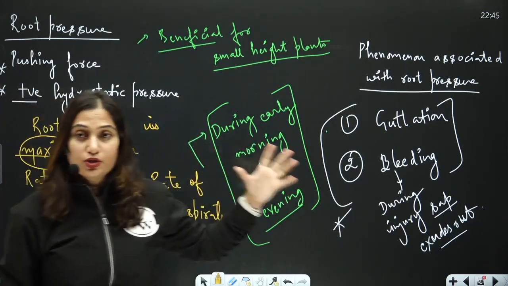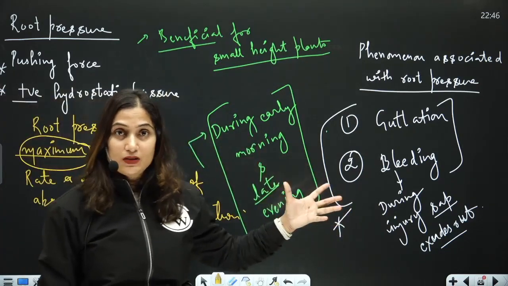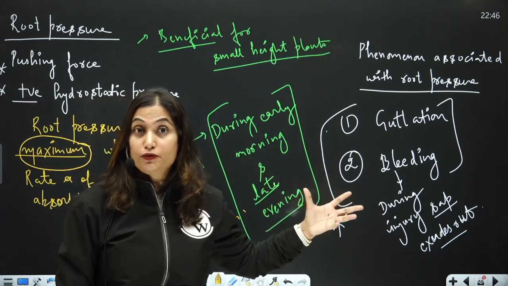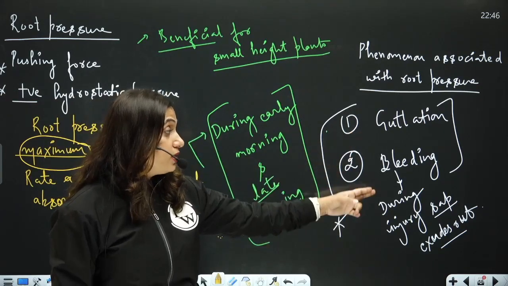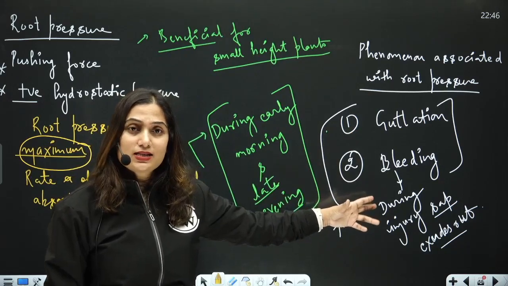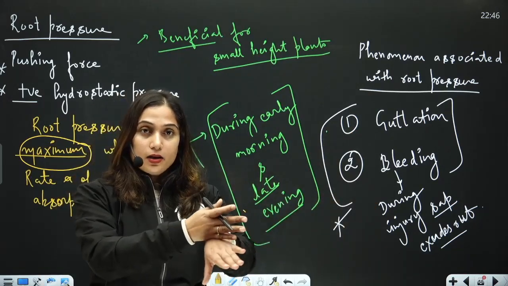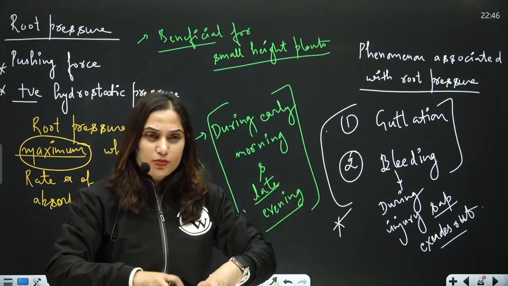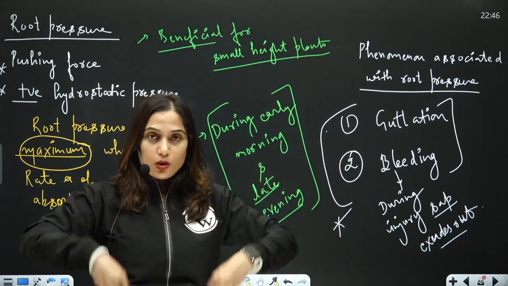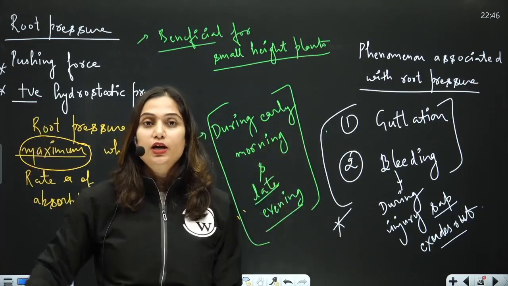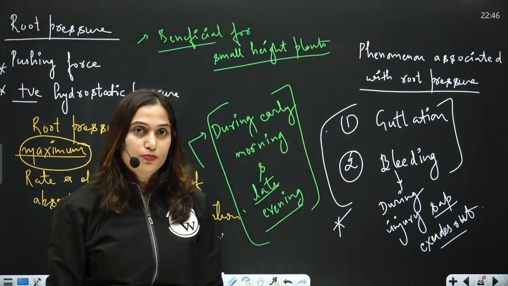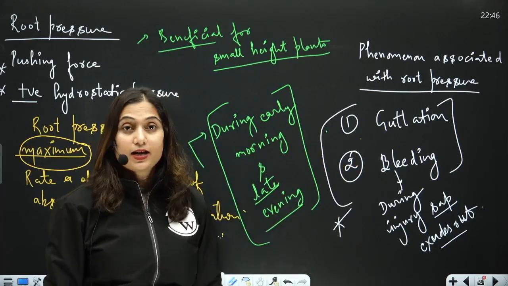Now what are the processes that occur in the plant with the help of root pressure? Those are guttation and bleeding. What is bleeding? When there is a cut or injury in the plant, the sap comes out, exudation of sap. This is bleeding, and that also occurs with the help of root pressure, but the main process is guttation.